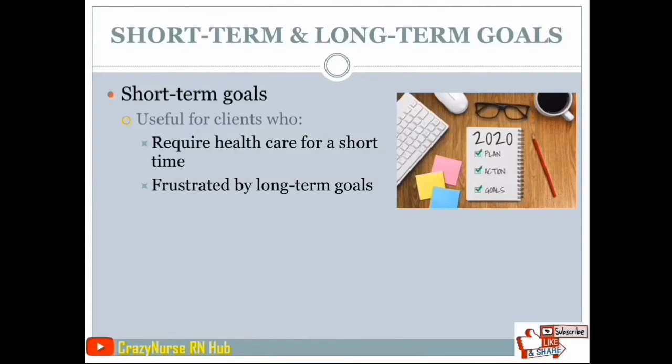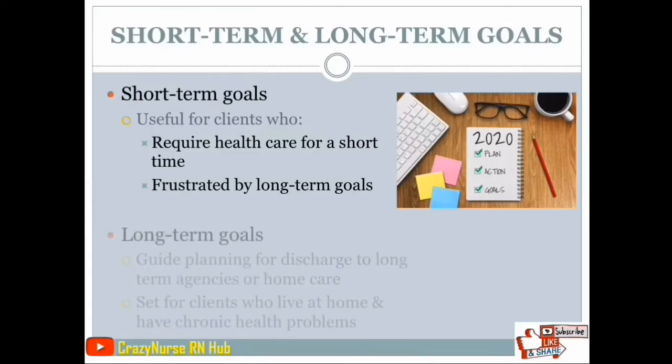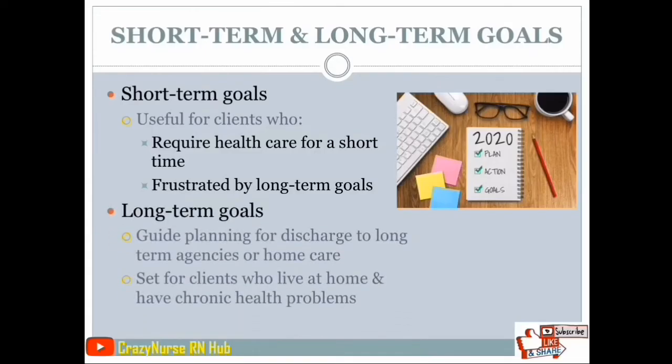In an acute care setting, much of the nurse's time is spent on the client's immediate needs, so most goals are short-term. However, clients in acute care settings also need long-term goals or outcomes to guide planning for their discharge to long-term agencies or home care, especially in a managed care environment. Outcomes are often set for clients who live at home and have chronic health problems, and for clients in nursing homes, extended care facilities, and rehabilitation centers.